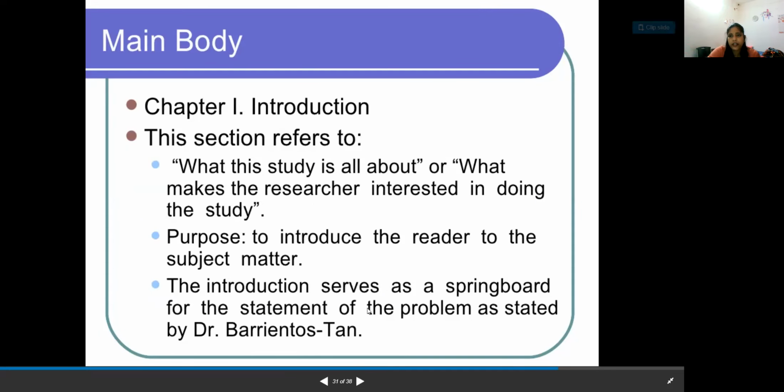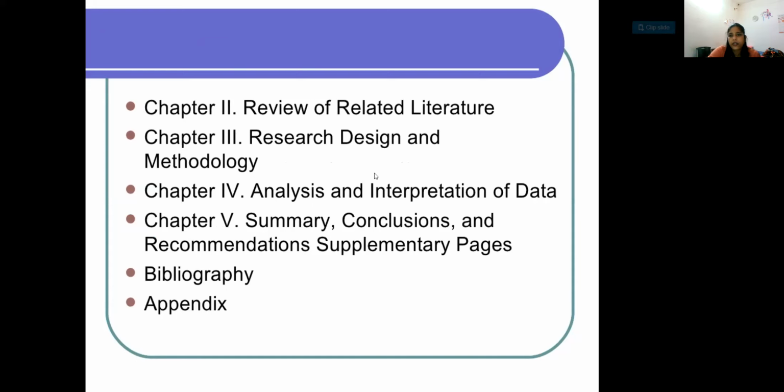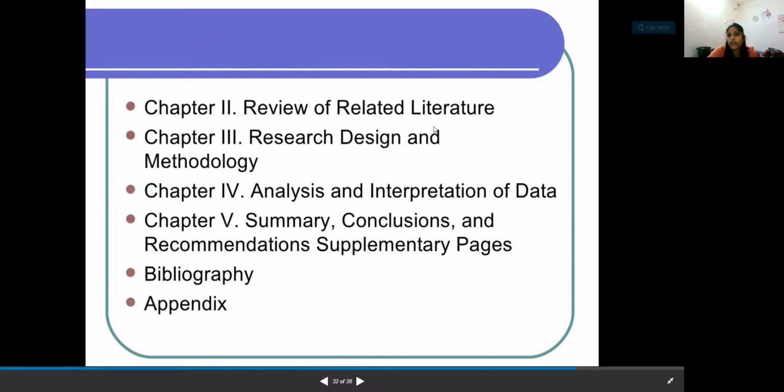Next you can see the main body of content. Chapter 1 is the introduction related to your research topic, including background and need of the study. The second unit is review of literature. Next, chapter 3 is research design and methodology, chapter 4 is analysis and interpretation of data, chapter 5 is summary and conclusion, recommendations, and then bibliography and appendix. You have to write the bibliography, and the appendix also you have to mention.